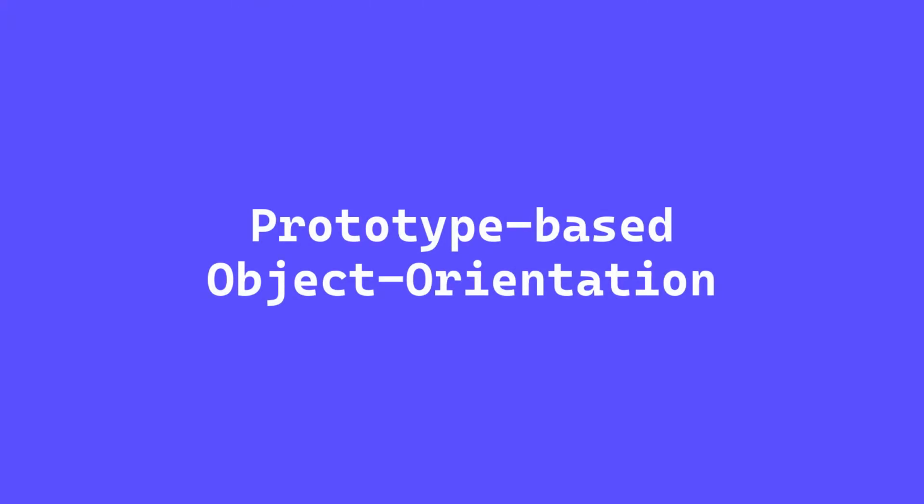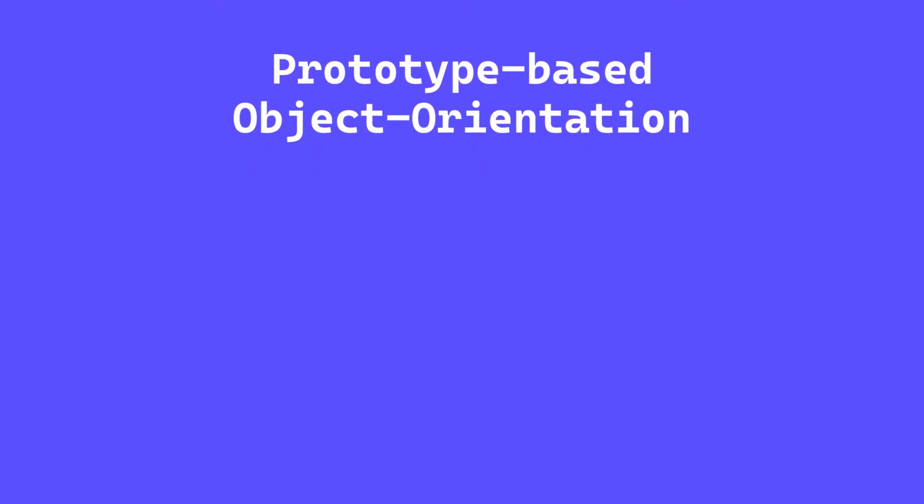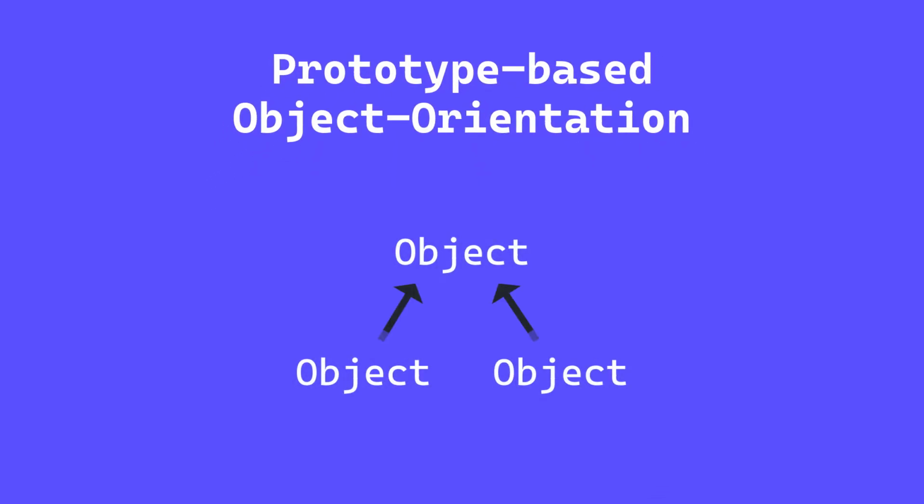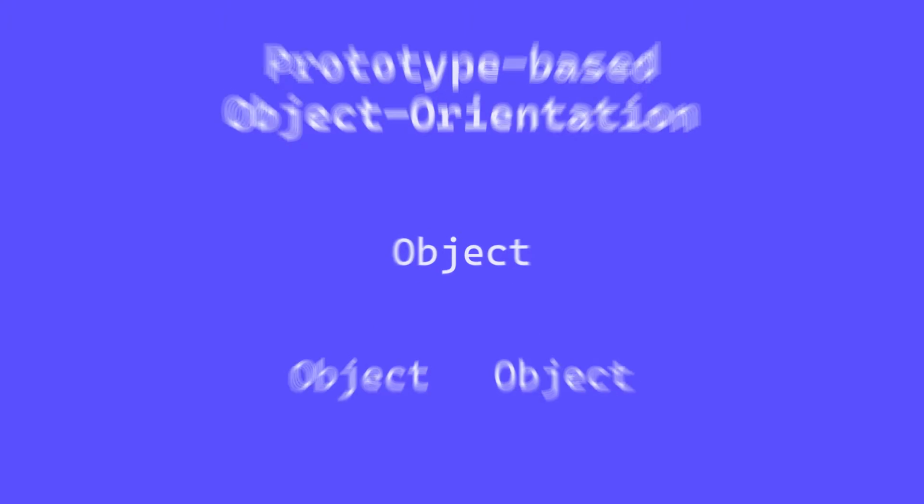So the next is prototype-based object orientation. Now prototype-based programming is nothing but a style of object-oriented programming in which there are no classes and there are just objects. And the inheritance, or as they call it, the behavior reuse, is done as objects inherit directly from other objects. So the objects here can have a hierarchical link between them.